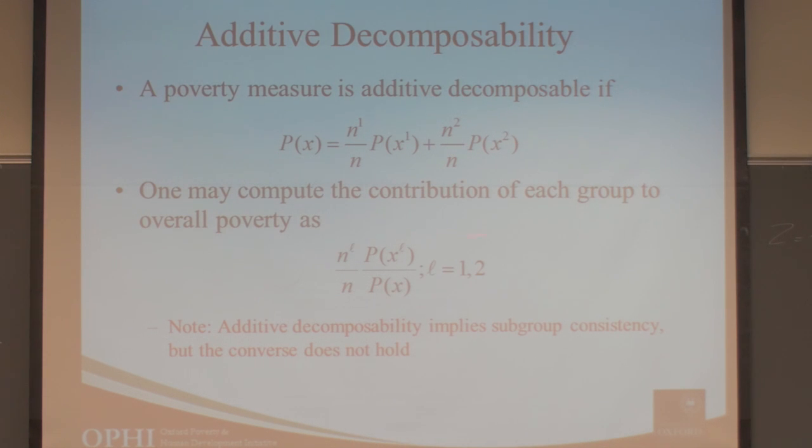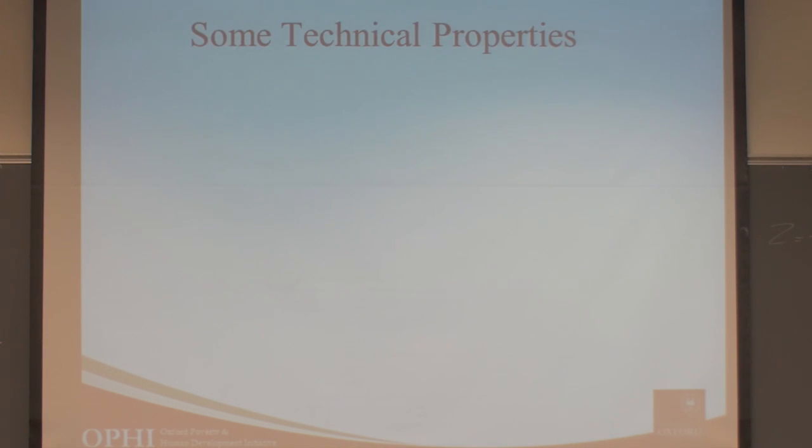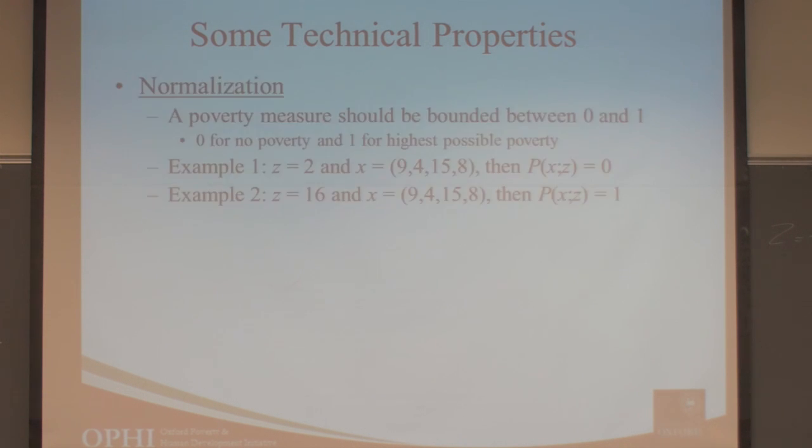Here, one may compute the contribution of each group to the overall poverty as this. You have the population share and the ratio of the poverty level of this particular group to the overall poverty. It is the contribution of this particular group to the overall poverty. Many of you may be interested in knowing that when you are doing policy evaluations. Okay, and then finally, I'm not going to give you examples.